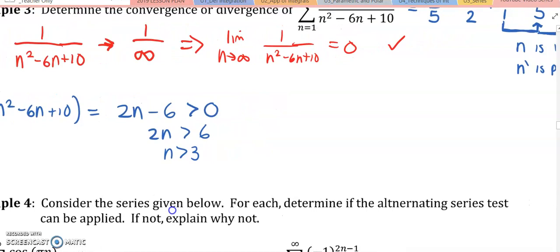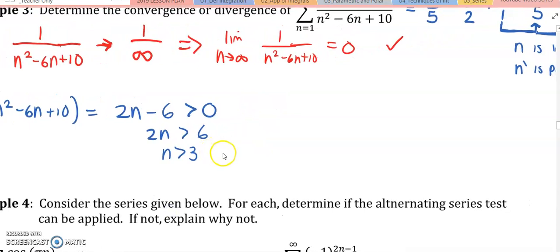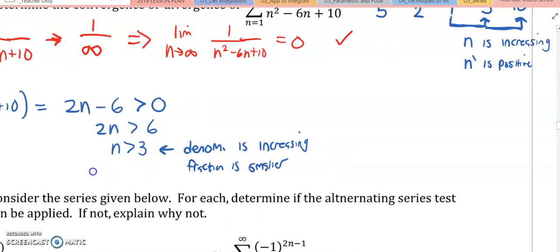So what we've created now is a conclusion, and what does this conclusion tell me? The denominator is increasing, and that means that the fraction is smaller. We've done now enough justification to be able to show that this is going to work.